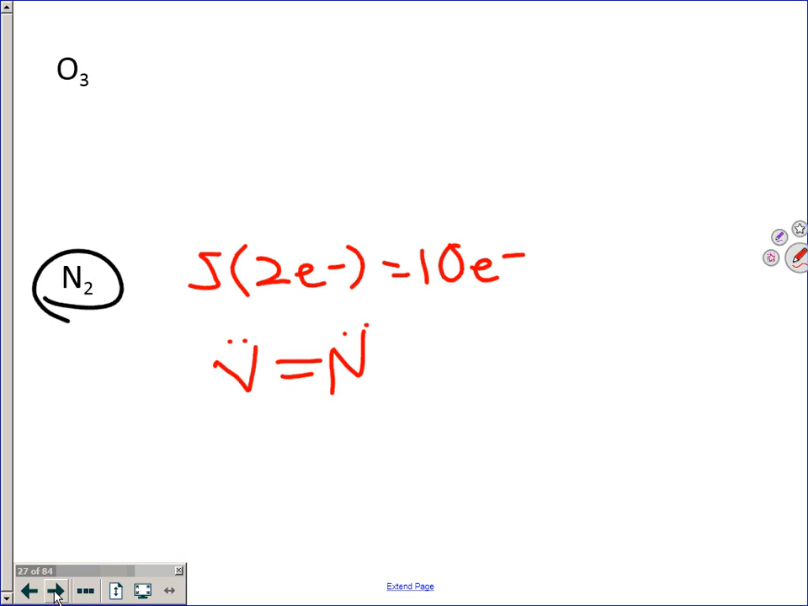Okay. So I had to now make them share, right? So I've got 3 shared pairs, 2 lone pairs. That's 10. Build it.